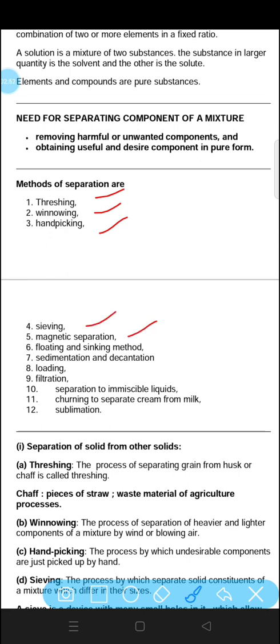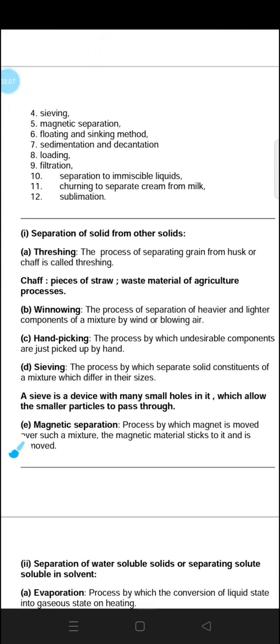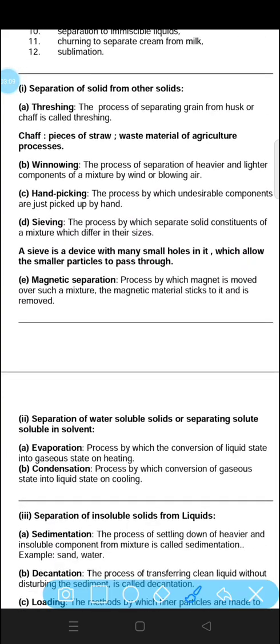magnetic separation, floating and sinking method, sedimentation, decantation, loading, filtration, separation of immiscible liquids, churning to separate cream from milk, and sublimation. So let's start with the first one, that is threshing.